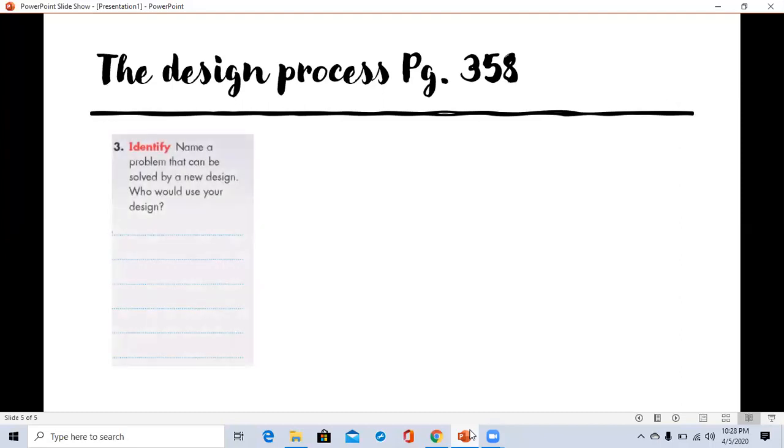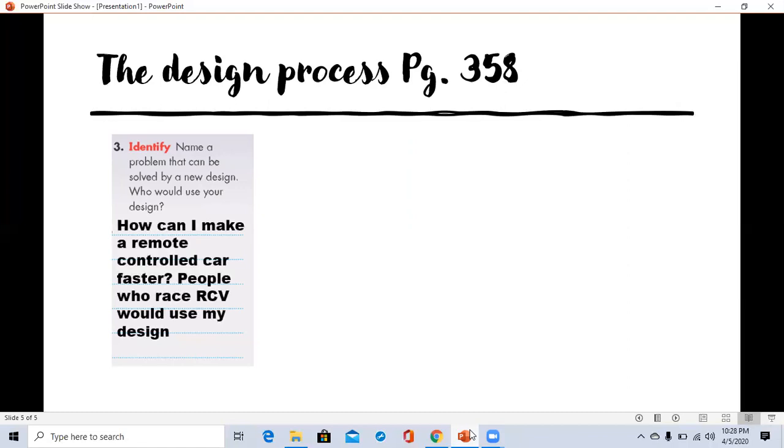Question number 3. Name a problem that can be solved by a new design. And who could use your design? Any problem can be identified, for example, if I can make a remote control car faster, that's one problem. How can I do this? Now, who will benefit from this are people who race RC or radio controlled vehicles, who may use your design.